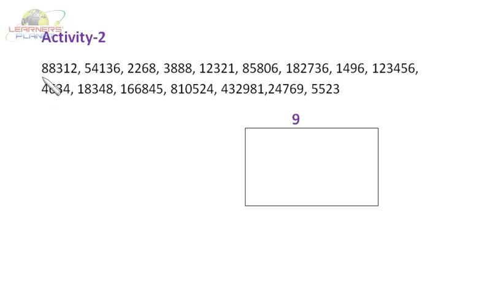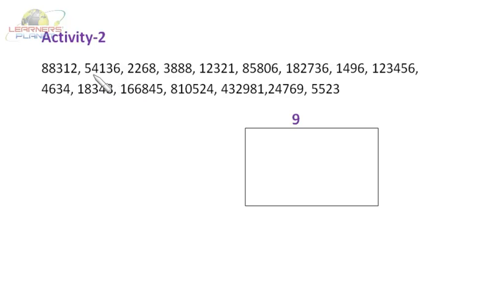Okay. Now, let's add up all the digits of the first number. It's 8 plus 8, 16, 16 plus 3, 19, 19 and 1, 20, 20 plus 2, 22. Now 22 is not multiple of 9. So the complete number will not be multiple of 9, or we can say it will not be divisible by 9.